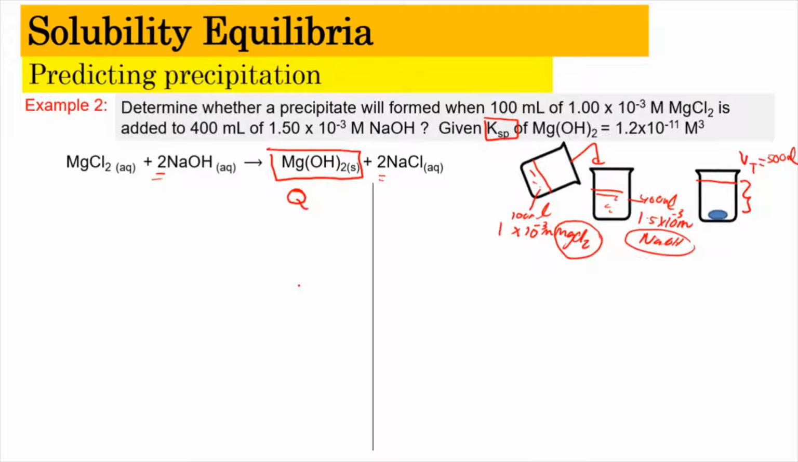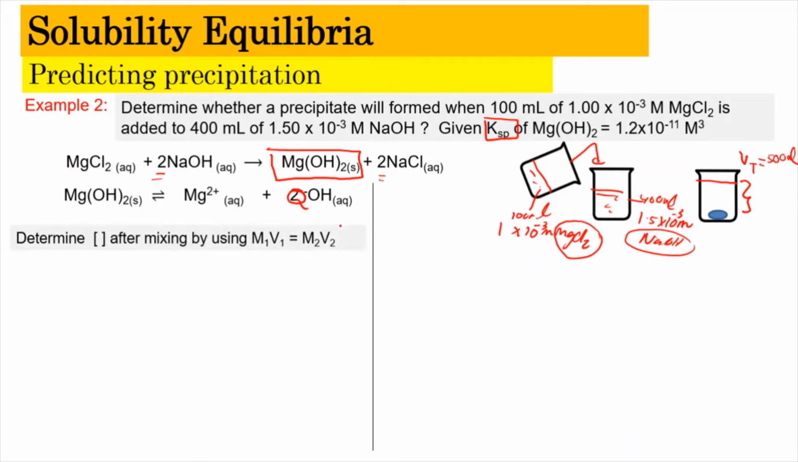So as usual, as mentioned, we are interested in the MgOH2 solid. So it's going to be at the stage of equilibrium with the Mg2+ aqueous ion as well as the 2 hydroxide aqueous ion, and we can find the new concentration when they have been mixed together. So we need to use M1V1 equal to M2V2. So for the concentration of the Mg2+, we can substitute their value, the molarity of M1 to be 1 times 10 to the power of negative 3, because magnesium 2+ is coming from the MgCl2.